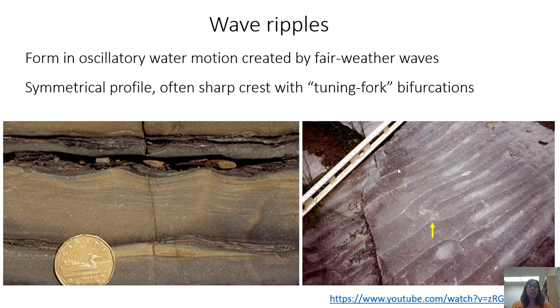Wave ripples have a symmetrical profile, and you're already familiar with that idea from the lab. They often have a sharp crest, so that it's really quite pointy, where the two sides of the ripple come together at that point. It's often very sharp. And in wave ripples, you'll often see this tuning fork bifurcation. So you'll see the crest of the ripple suddenly split into two separate crests.